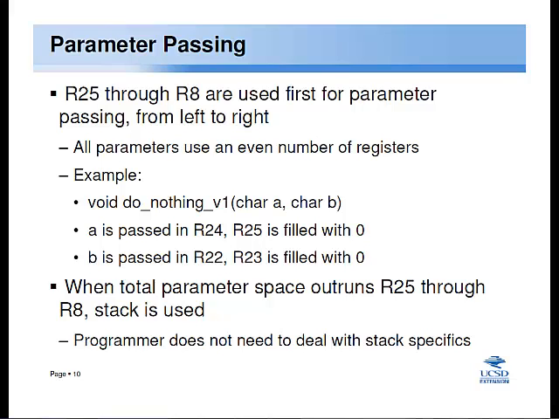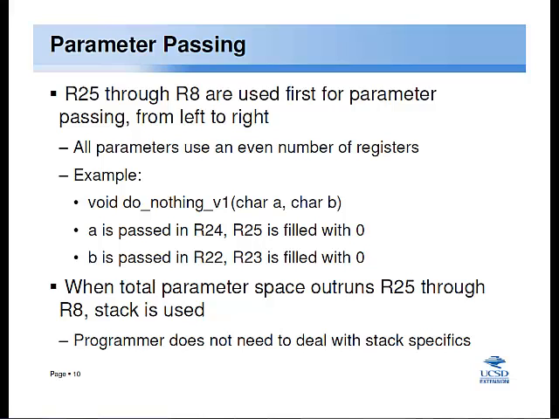So the rule is like this. If our parameters are not that many, then register 25 through register 8 will be used for parameter passing. The way to do this is it will start from register 24 and 25, because each parameter will at least take 2 8-bit locations. So in the C source file, from left to right, it's going to be mapped to these register pairs one by one.